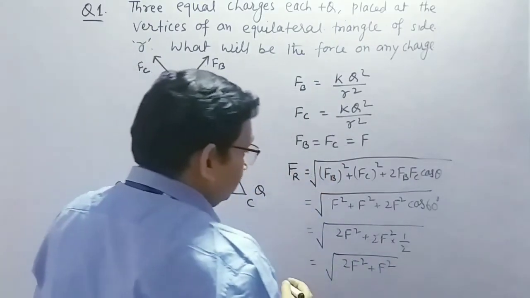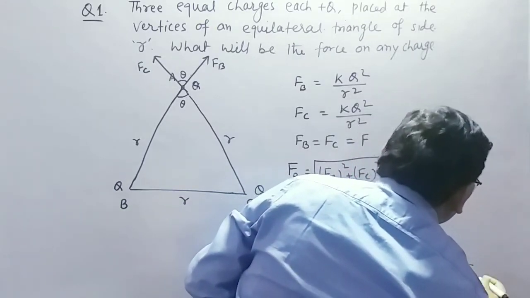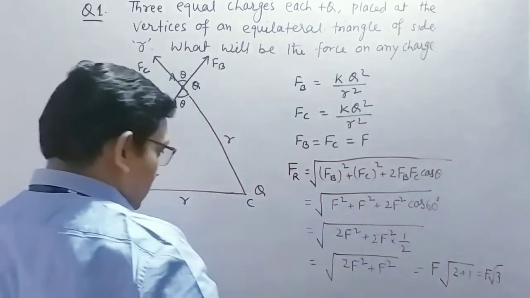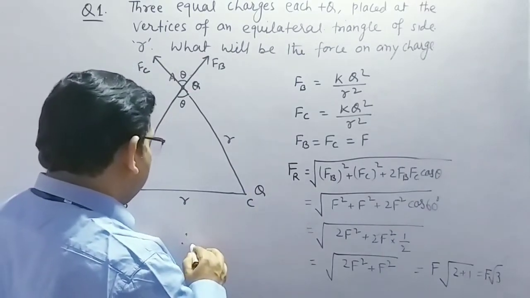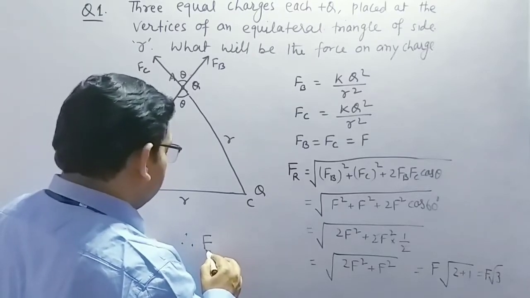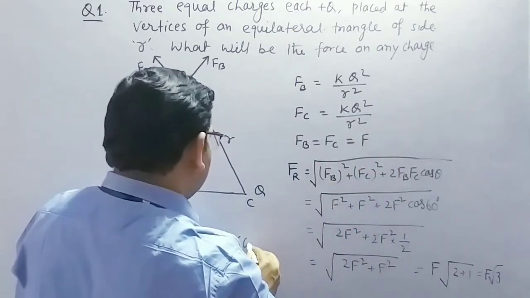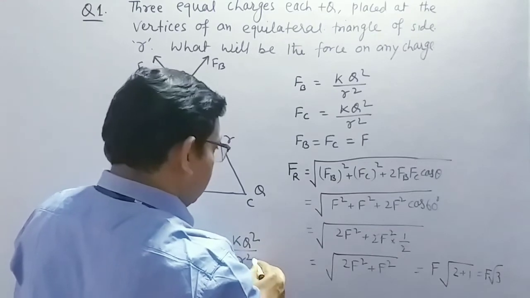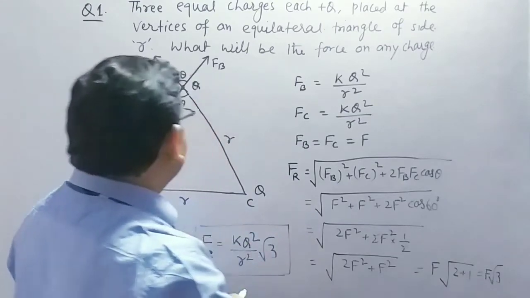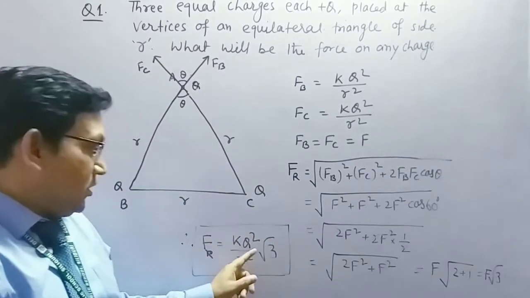Taking F common, so F root of 2 plus 1, that is F root 3. So therefore, the force acting on charge Q at A can be written finally as force net or resultant. The value of F is KQ square by R square, so the net force is root 3 times KQ square by R square. So that is the net force acting on charge Q at A.